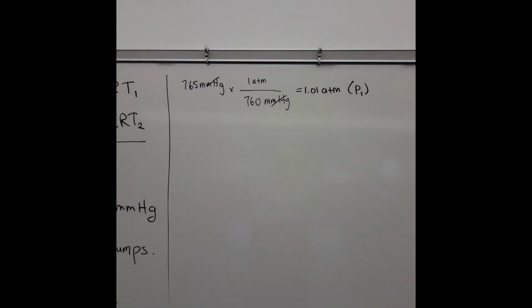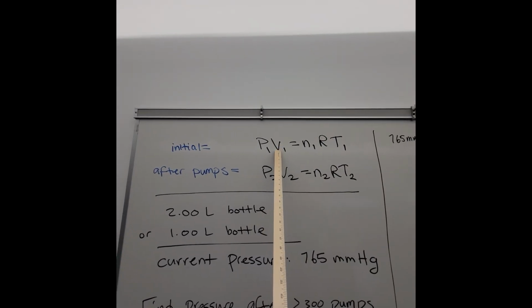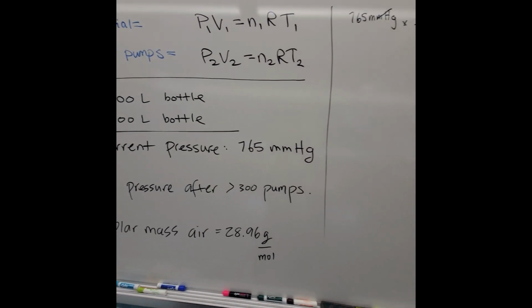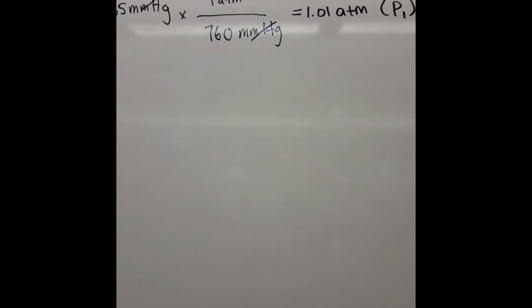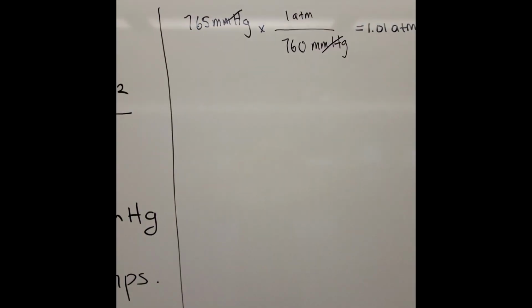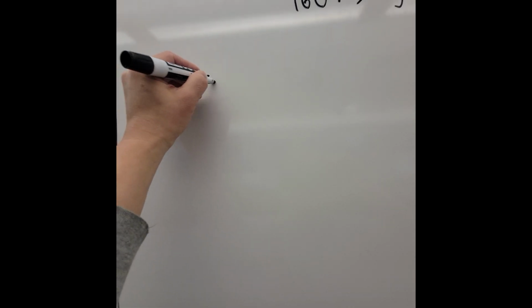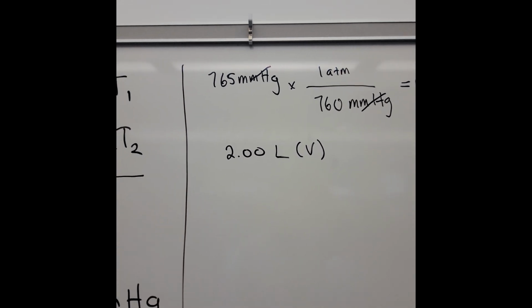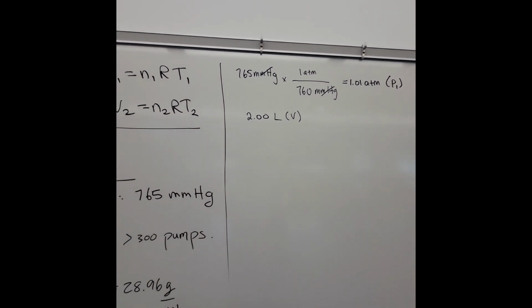P1, initial pressure. The volume, told you to use 2.00. It's kind of ridiculous, it's all crumpled up. We're going to go with that. And that's going to be our initial and final volume because the volume of the 2-liter bottle is not going to change.